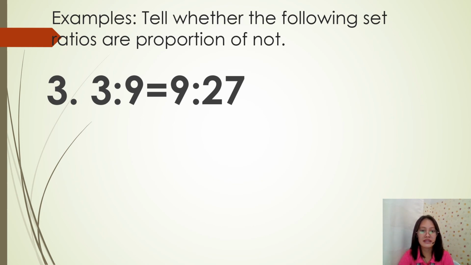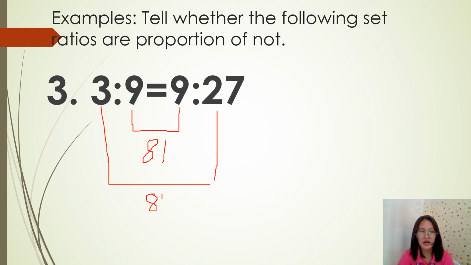Kagaya nung ginawa natin sa ating first two examples, get the product of our means, 9 times 9, that is 81. And then product of our extremes, 3 times 27, that is also 81. Is 81 equal to 81? Yes. Therefore, our ratios are proportion.